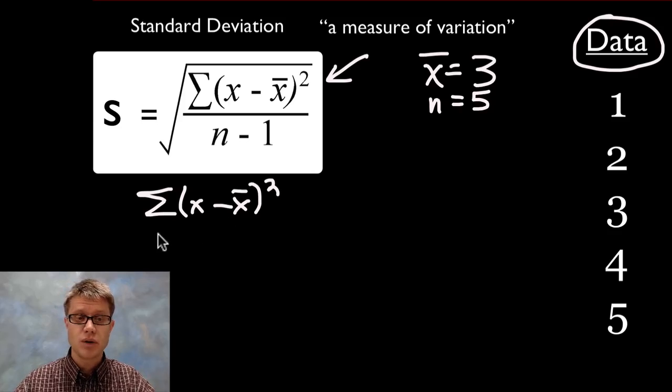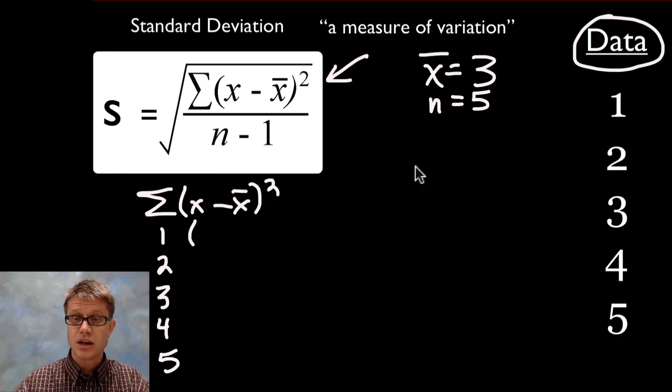So what we have to do is we have to calculate this value for all 5 of these data points. What does that mean? Well, right here we're going to use x, and x for the first case is going to be 1. So that's going to be 1 minus 3, and then we're going to square that. So what is that?